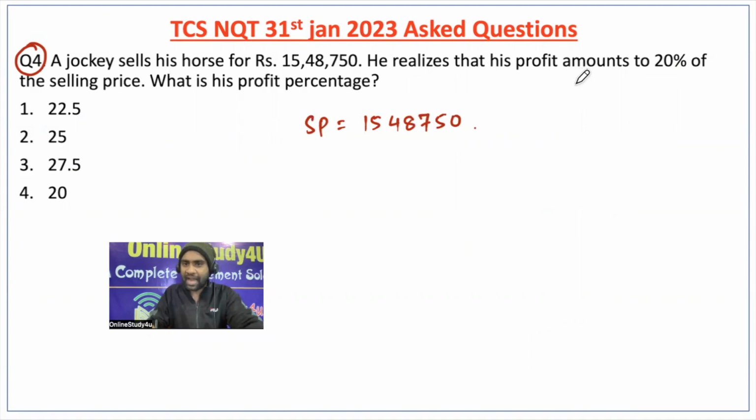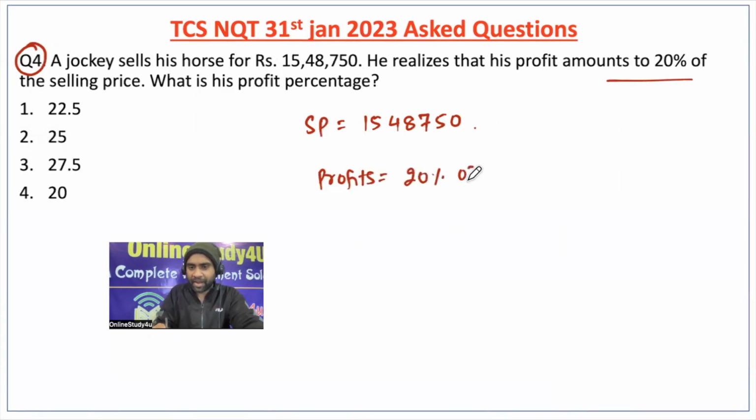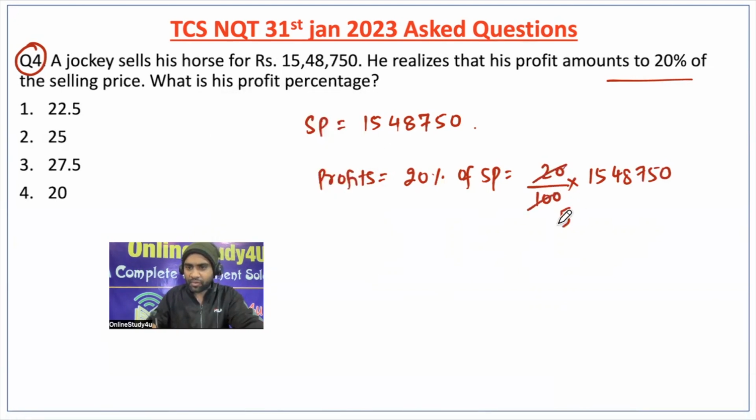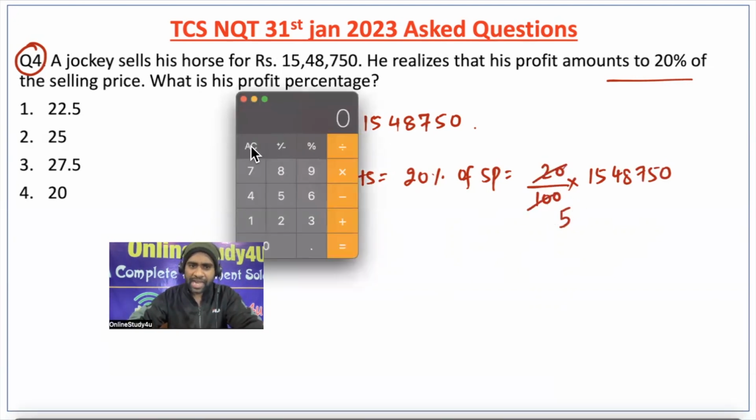He realizes that his profit is equal to 20% of the selling price. So 20 by 100 into 15,48,750, which is the selling price. We will divide this by 5. I will not do any calculation by hand here, because if we calculate manually there is a chance that we will make a mistake. So use the calculator for everything.